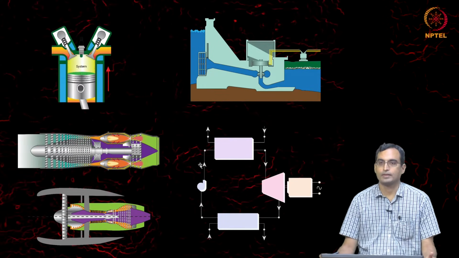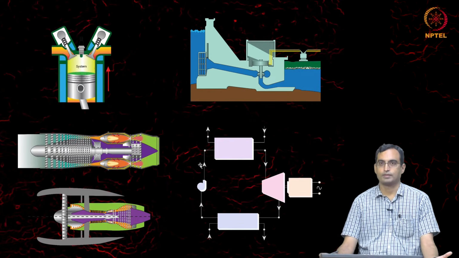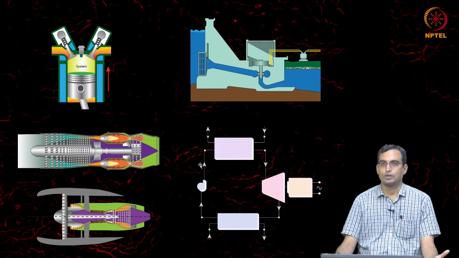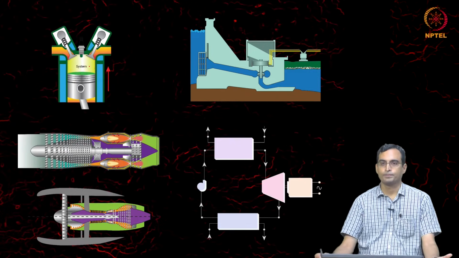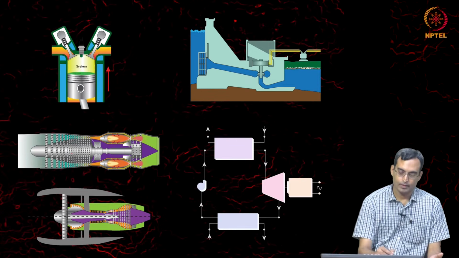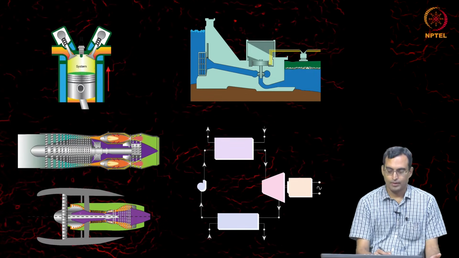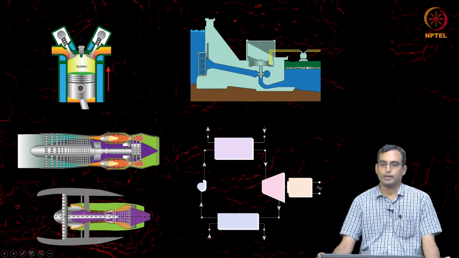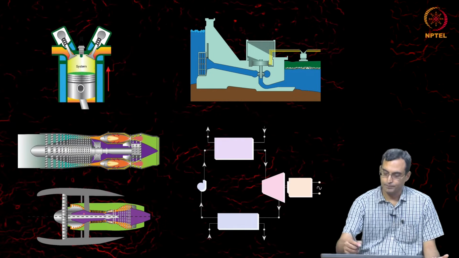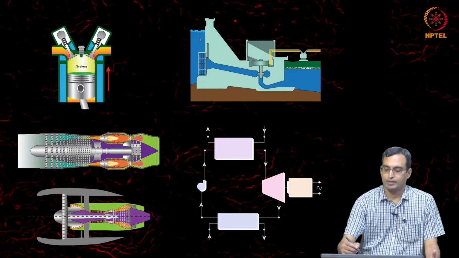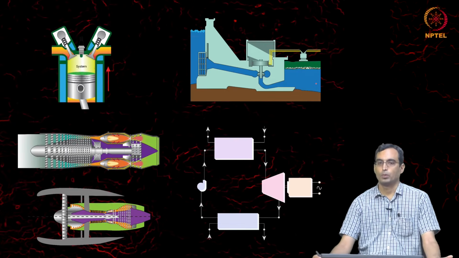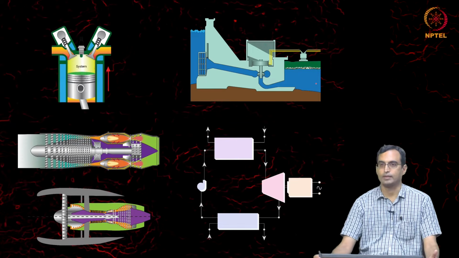Some examples of the devices which we can look at from a thermodynamic perspective include these pictures which are shown here. Over here, for example, we see an internal combustion engine of the kind which is commonly used in automobiles, two-wheelers and four-wheelers and so on. Here we see a jet engine. Here we see what is called a turbofan engine, which is commonly used in aircraft these days. This picture shows a hydroelectric dam where we store water and then discharge it through a turbine to get work which we convert into electricity.